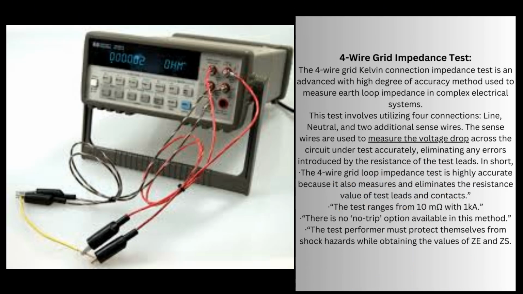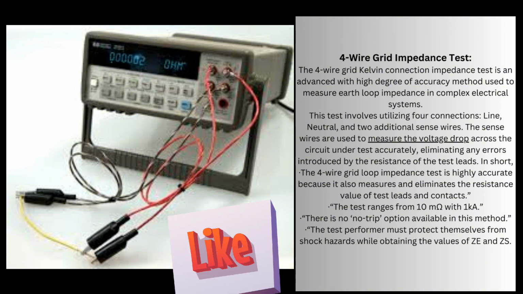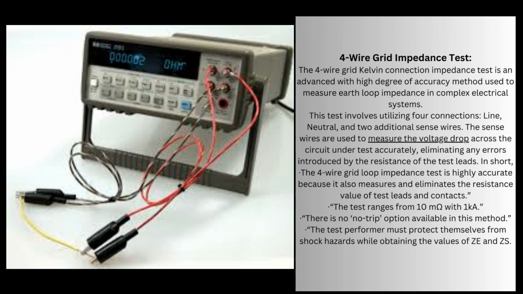The four-wire grid Kelvin connection impedance test is an advanced method with a high degree of accuracy, used to measure earth loop impedance in complex electrical systems. This test involves utilizing four connections, line, neutral, and two additional sense wires. The sense wires are used to measure the voltage drop across the circuit under test accurately, eliminating any errors introduced by the resistance of the test leads.